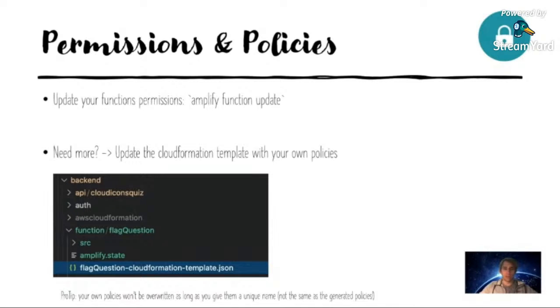Then you need to update your CloudFormation template, the CloudFormation template of your Lambda function. And you find this in the backend directory, then in the functions category. There you find all of your Lambda functions, and each of those functions has a CloudFormation template. In that template, you can set up the correct policies and attach them to the role of the Lambda function.